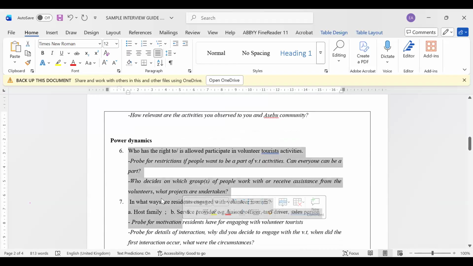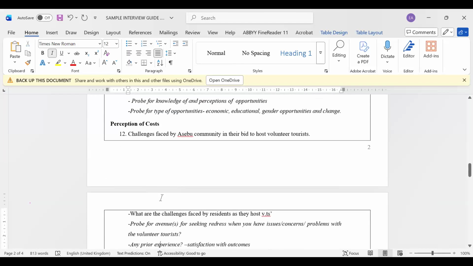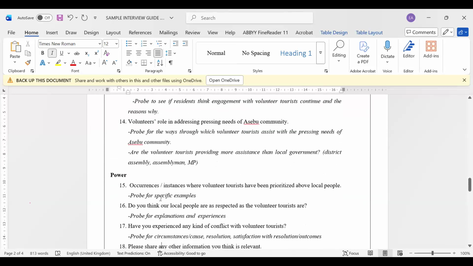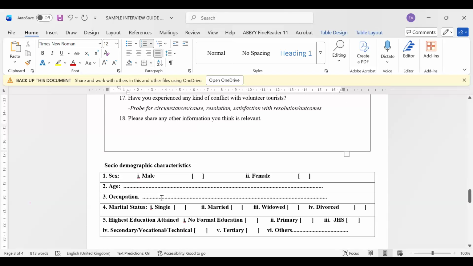So these are examples of questions and probing questions that you should have. Now, you can see that the social demographic characteristics are the last part.